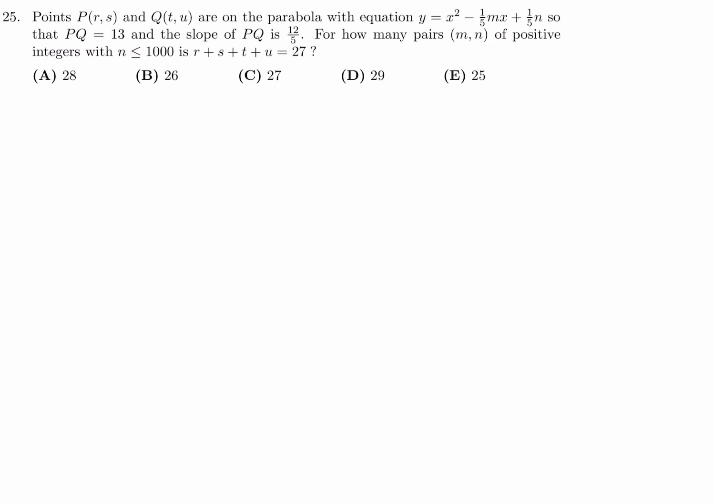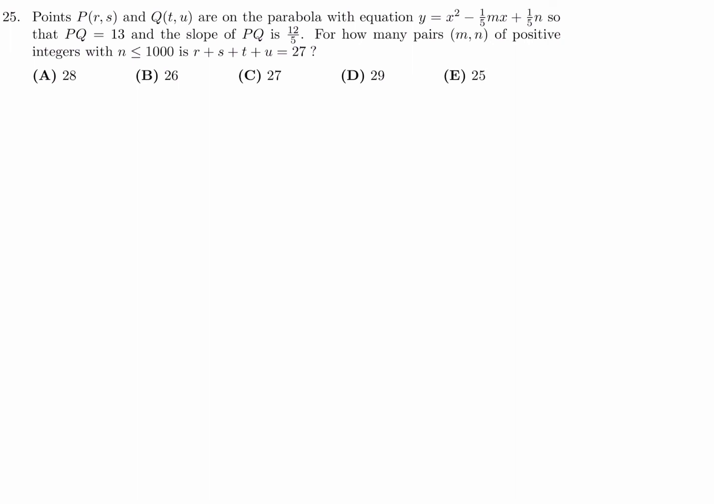Points P(R, S) and Q(T, U) are on the parabola with the equation y = x² − (1/5)mx + (1/5)n, so that PQ = 13 and the slope of PQ is 12/5. For how many points (m, n) of positive integers with n ≤ 1,000 is R + S + T + U equal to 27?